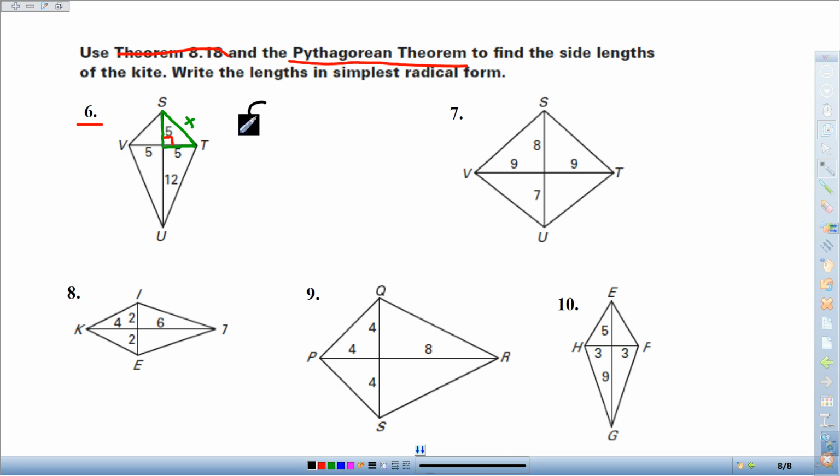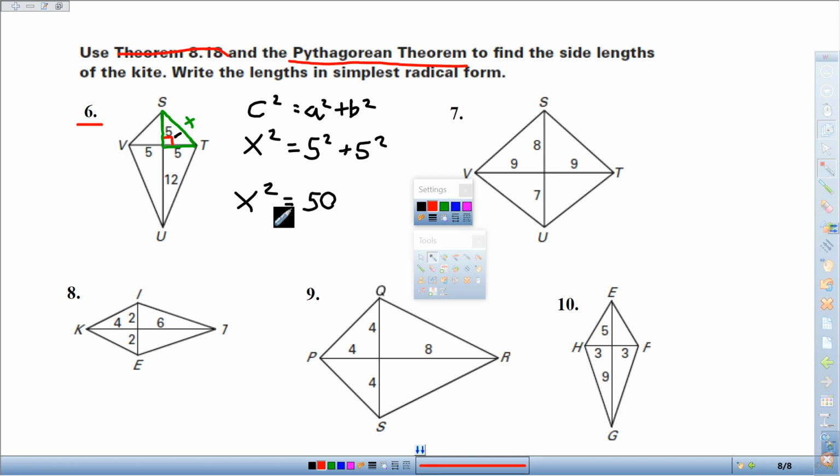You guys remember the way I taught it? C squared equals A squared plus B squared, where C is the hypotenuse, which is what we're looking for on this one. So we're going to plug in X for C. A and B are the other two legs, which both happen to be 5 on this one. Let's see, I'm just going to do all this math together in my calculator. 5 squared plus 5 squared gives me 50. And then undoing the squaring by square rooting.